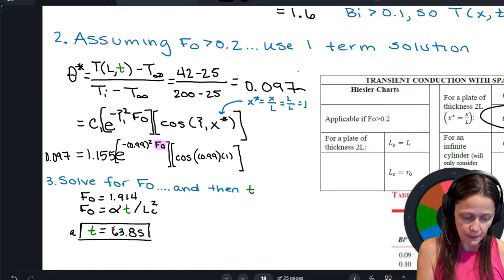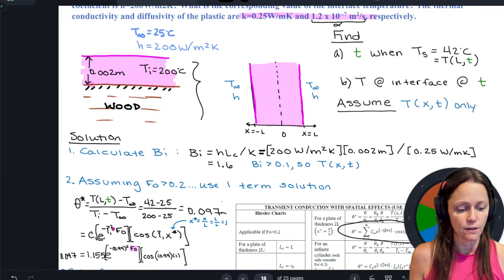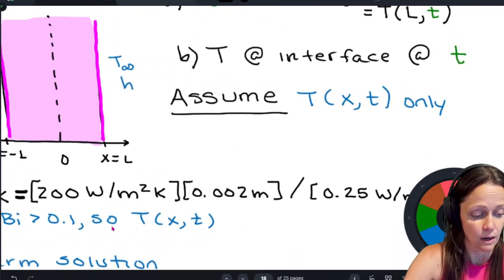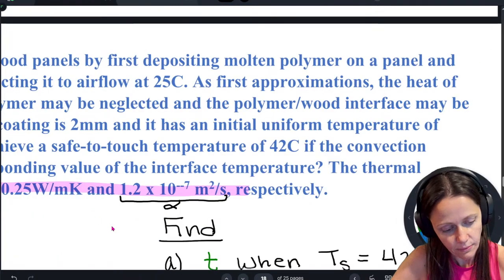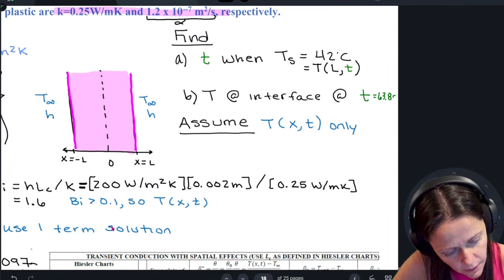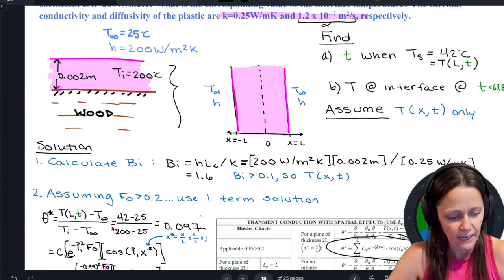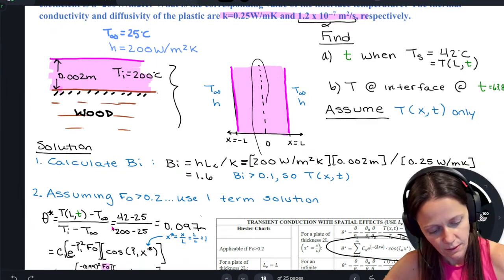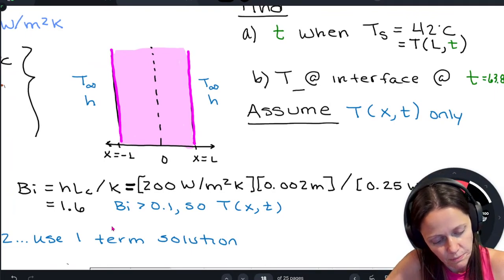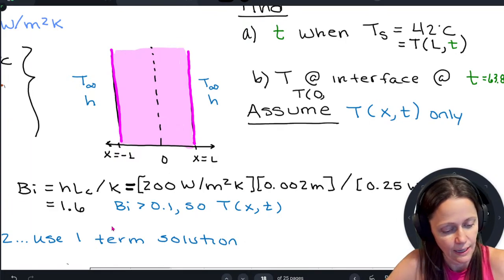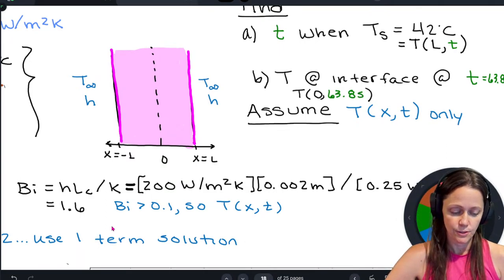And then part B, now I need to figure out, they asked, what's the interface temperature? So we wanted to find the interface temperature at this particular time, and now I know that time: 63.8 seconds. And if we think about our model, that interface is right there, right at x equals zero. So we are looking at the temperature at x equals zero and a time of 63.8 seconds.